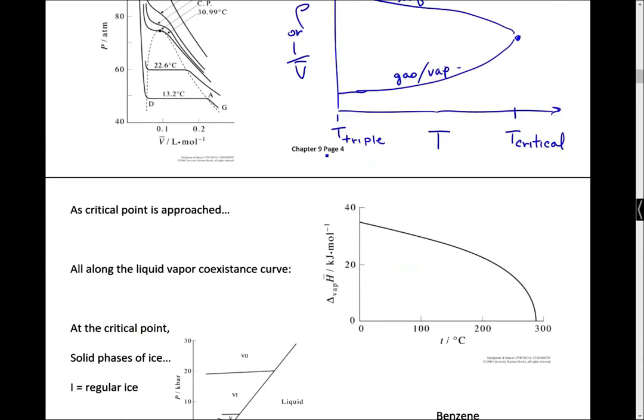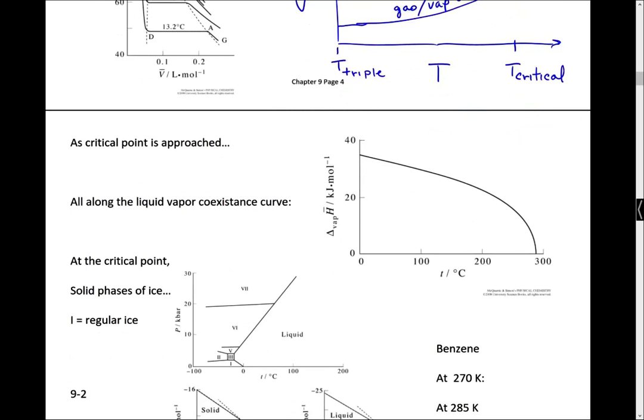All right, we also can look at what happens to the enthalpy change on vaporization as we approach the critical point. All right? So where I want to start this is to say, if I'm on the liquid-vapor coexistence curve, I know I have equilibrium between the liquid and the vapor phases. All right? So what's delta G of vaporization? It's equal to 0. All right? And because we know delta G is equal to delta H minus T delta S, this tells me that delta H of vaporization is equal to T times delta S of vaporization at the phase transition.